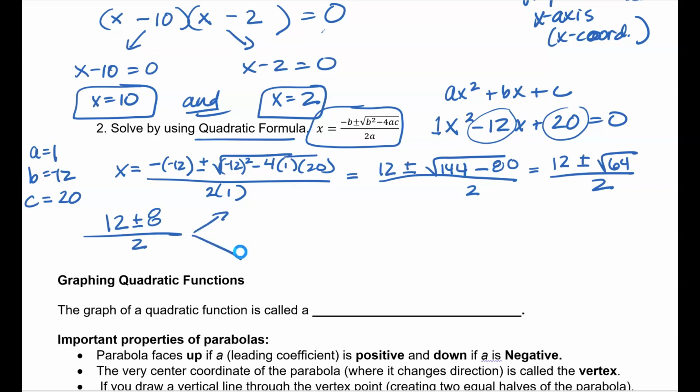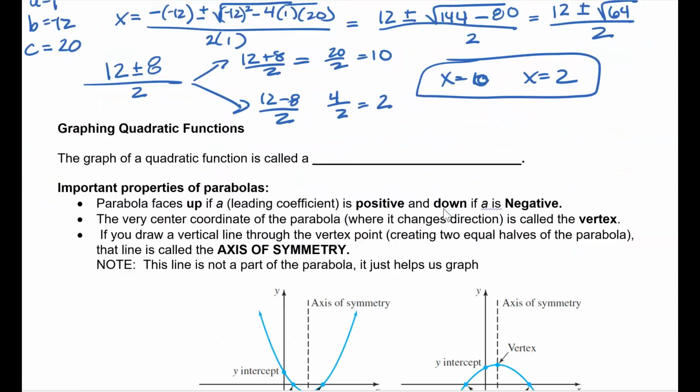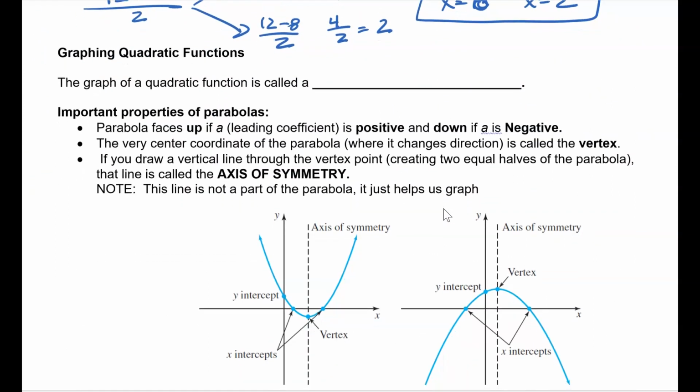At this point, you want to evaluate this with the positive and negative. So you're going to say 12 plus 8 over 2 and 12 minus 8 over 2, and that's how you're going to get your two solutions. So 20 over 2 is 10, and 12 minus 8, 4 over 2, is 2. And so you get the same exact solution: x equals 10, and x equals 2. So you could graph it, use the quadratic formula, or factor. And this is going to come in handy when you have story problems in your homework. They might not explicitly ask you to solve, but you are going to have to solve a couple times.